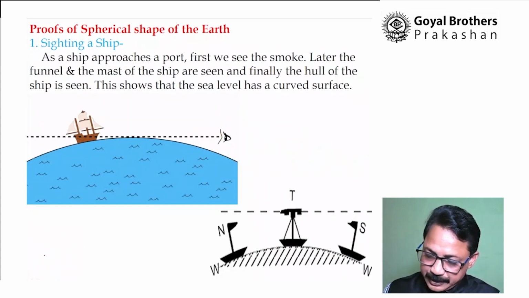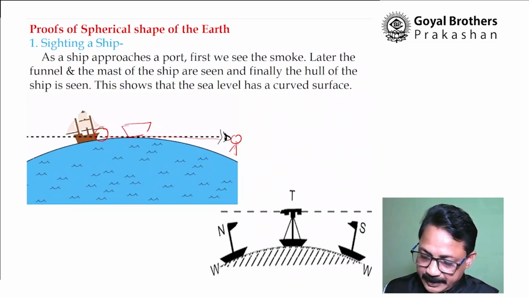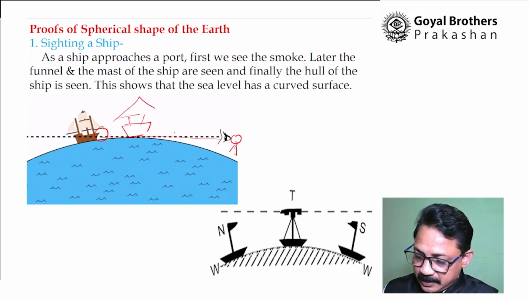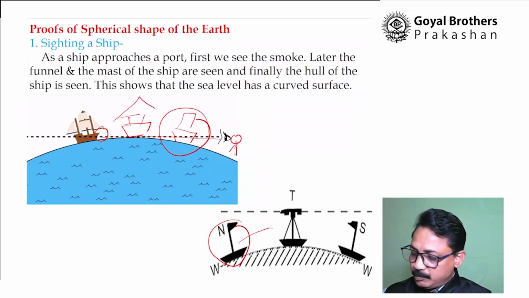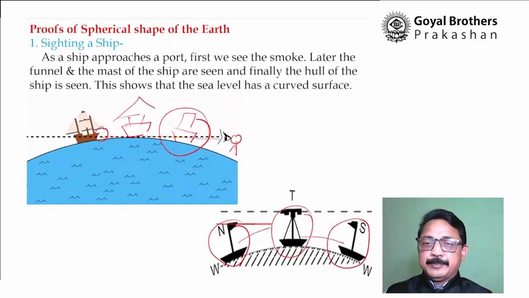If you are standing over here on a seashore, first you are able to see only the front part of the ship. When the ship comes to this particular point, you will be able to see the other part of the ship like this. And when it comes here, then you will be able to see the entire ship. So initially you will be able to see this part. Then when it comes further towards you, you are able to see the top part, and when it comes further towards the seashore, you are able to see the entire ship.